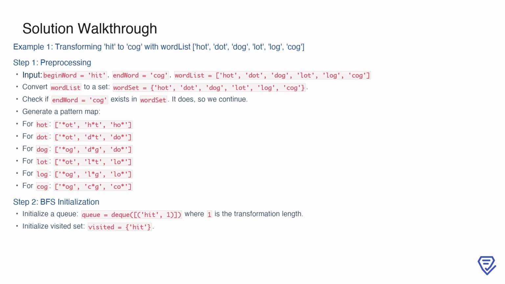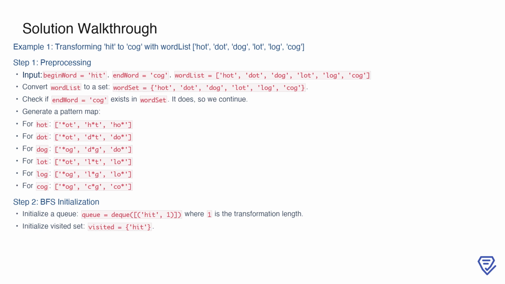To optimize our search, we create a pattern map where each word is broken down into its intermediate forms by replacing one letter at a time with a wildcard. For instance, hot generates the patterns *ot, h*t, and ho*. We repeat this for all the words in the list, creating a map of patterns to their corresponding words. This pre-processing step sets the stage for efficiently finding connections between words in the next phase.